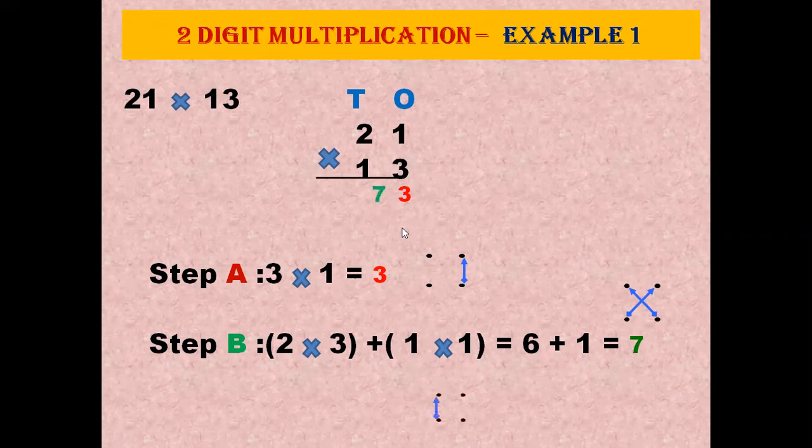Let us write it here. The next step is we multiply the leftmost digits vertically. 2 times 1 is 2. So 21 times 13 gives us 273.